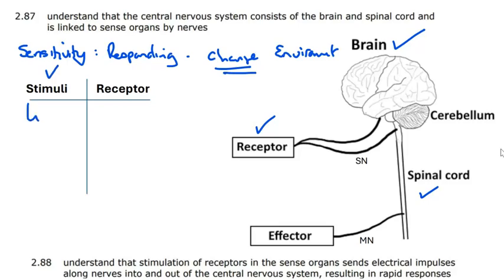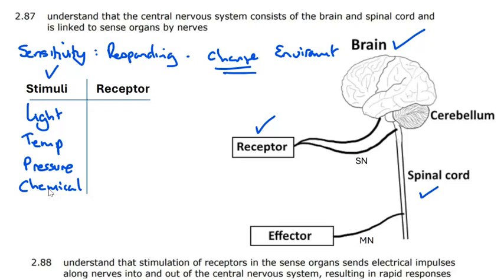So these could be light, temperature, various forms of pressure, and of course chemical stimuli in the environment. For each of these stimuli, we have a number of receptors.